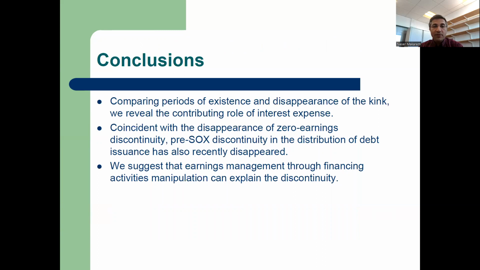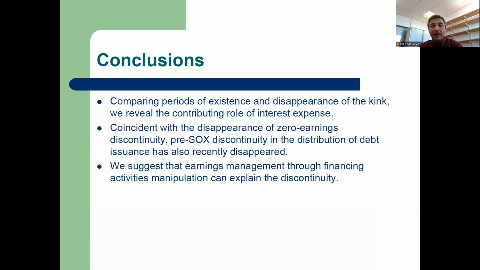So basically, what we've done here is to compare the periods of existence and disappearance of the kink. And our main takeaway is that we revealed the contributing role of interest expense, which denotes financing decisions. We also showed, in untabulated results, that coincident with the disappearance of zero earnings discontinuity, the pre-SOX discontinuity in the distribution of debt issuance has also disappeared, which is another evidence of a shift in the financing decisions after SOX.